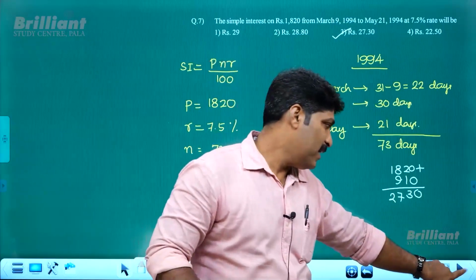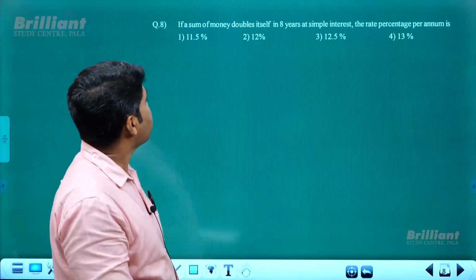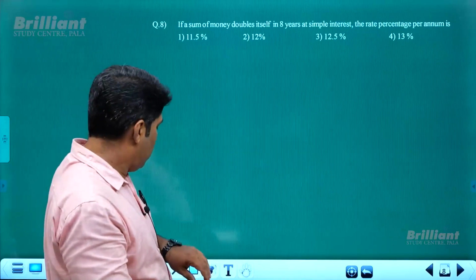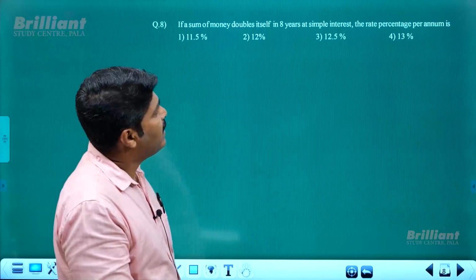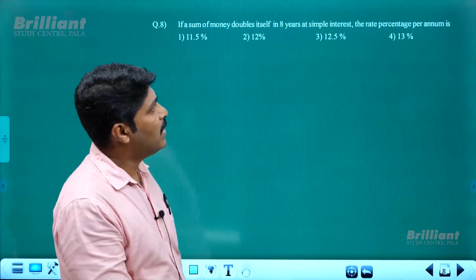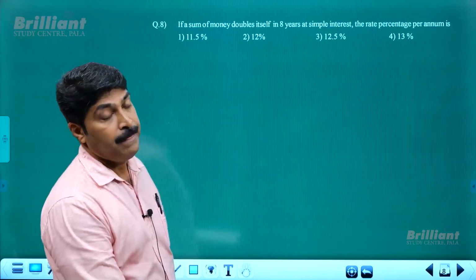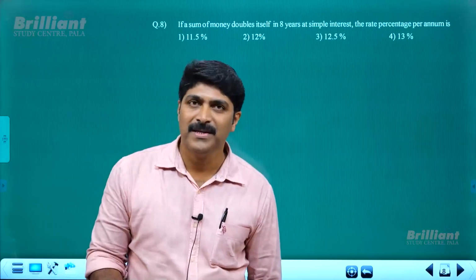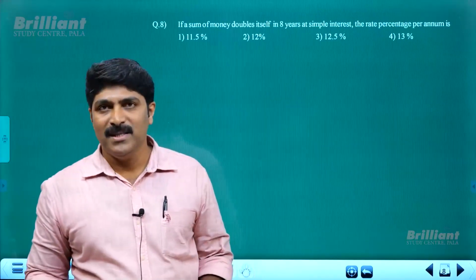Understand that concept here. The next one: if a sum of money doubles itself in 8 years at simple interest, find the rate of percentage per annum. That's a very important simple interest related question. So I will explain the concepts in a simple way.